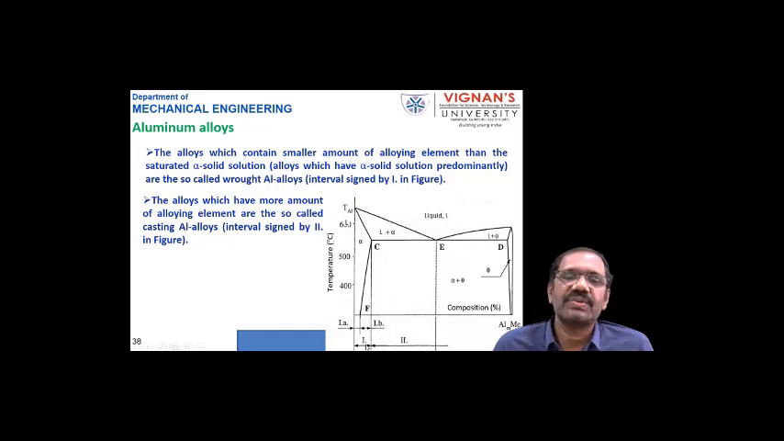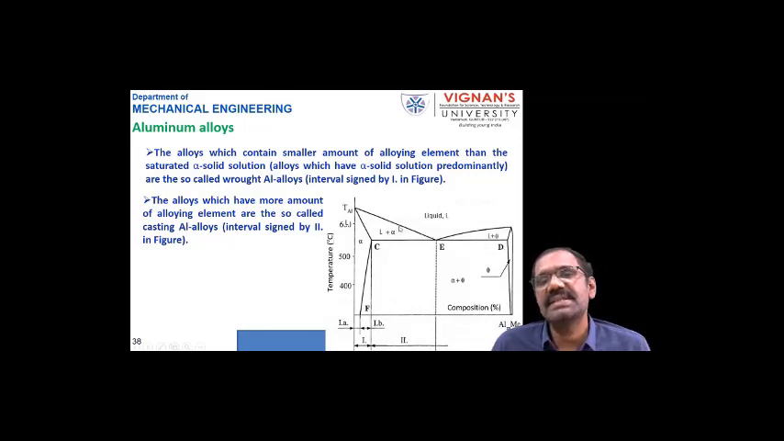In this figure it is shown, based on the percentage of alloying element. Here, Me means alloying element. This one is aluminum. So here we have the alpha phase. This we assumed earlier as beta, but here we are assuming this one as theta, no problem.